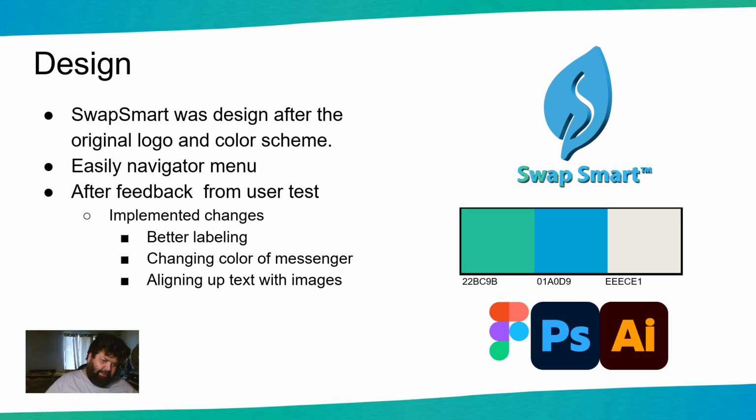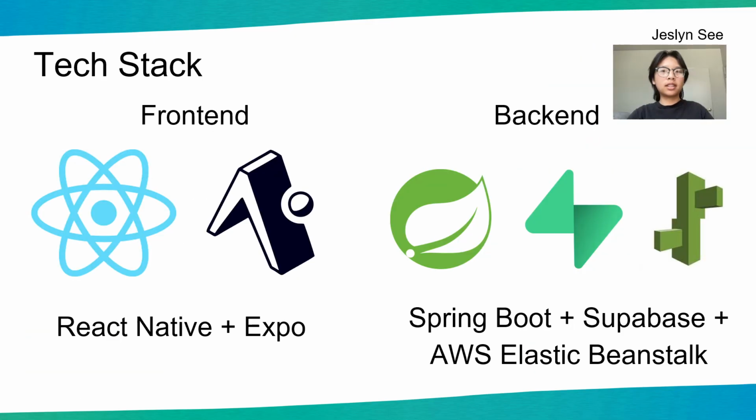and we added more labels so people can navigate through the app without having difficulty finding different functions. So for our tech stack, in the front end, we use React Native with Expo because we wanted to make our mobile app available across iOS and Android platforms.